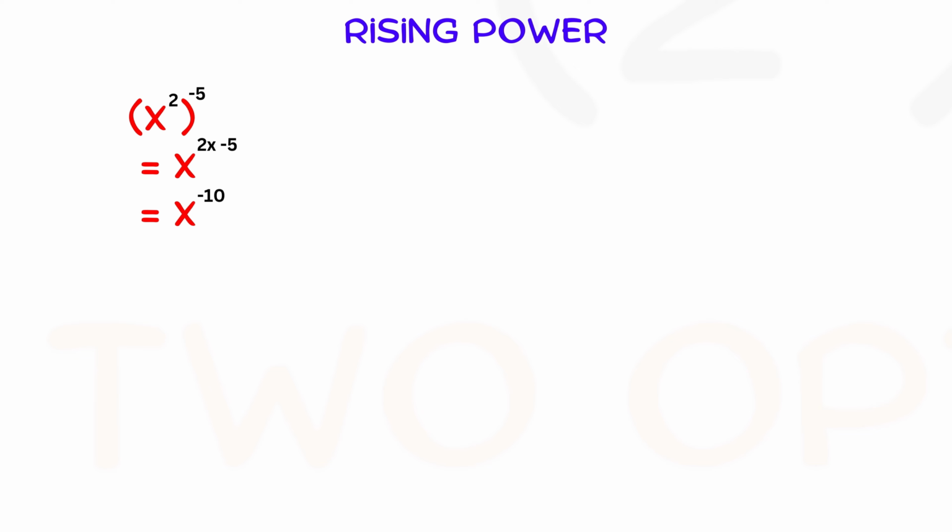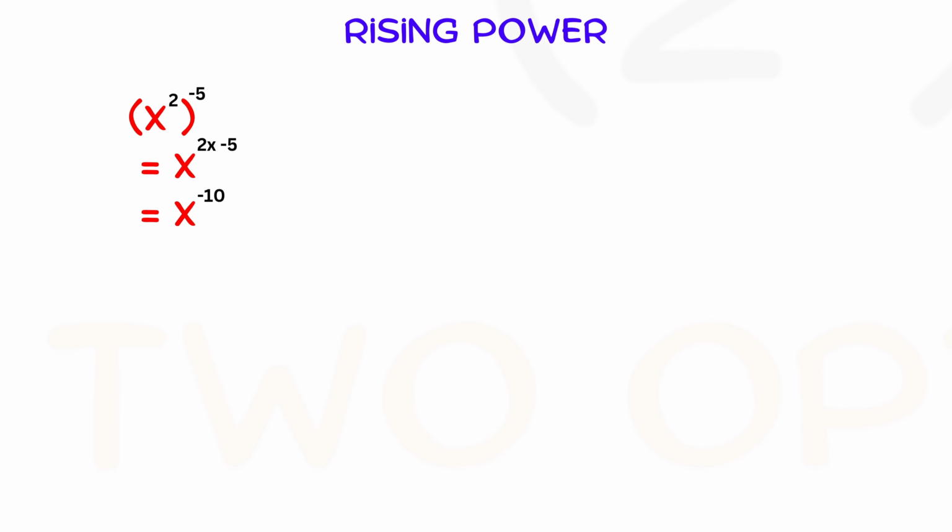In this next one, x squared to the power of -5. One of the powers is negative, which makes it look a bit trickier, but really, the technique is exactly the same. So we just do x to the power of 2 times -5, which gives us x to the power of -10 as our answer.